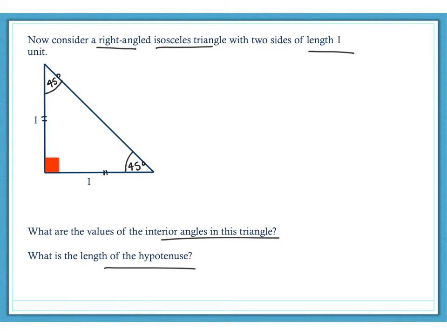We can work out the length of the hypotenuse, which I will call x, using Pythagoras' theorem. 1 squared plus 1 squared is equal to the hypotenuse squared, which is x squared. So x squared is equal to 2, so x is equal to the square root of 2. So we know the hypotenuse can be labelled as root 2.